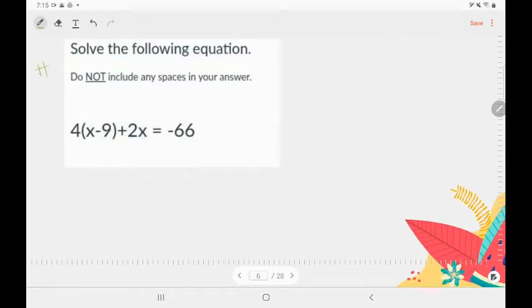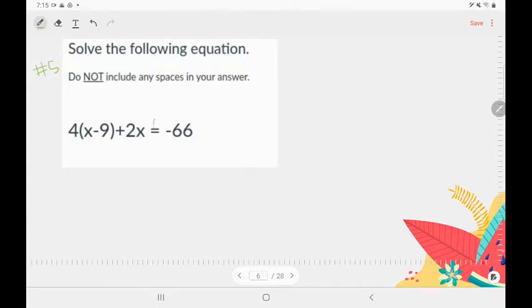Number 5, solve the following equation. Now, when I have an equation that includes parentheses and more than one x on one side, I first need to simplify. Okay? I cannot isolate for x when there are 2 of them. I can only have 1. So let's go ahead and simplify.